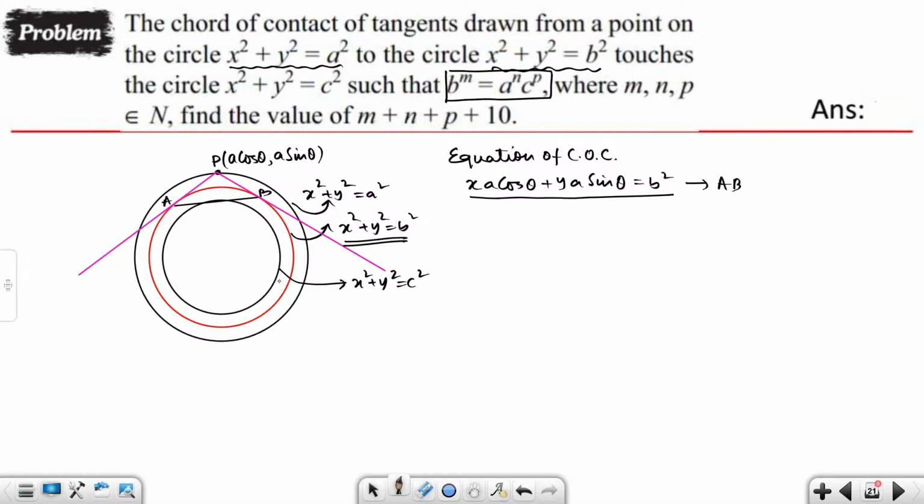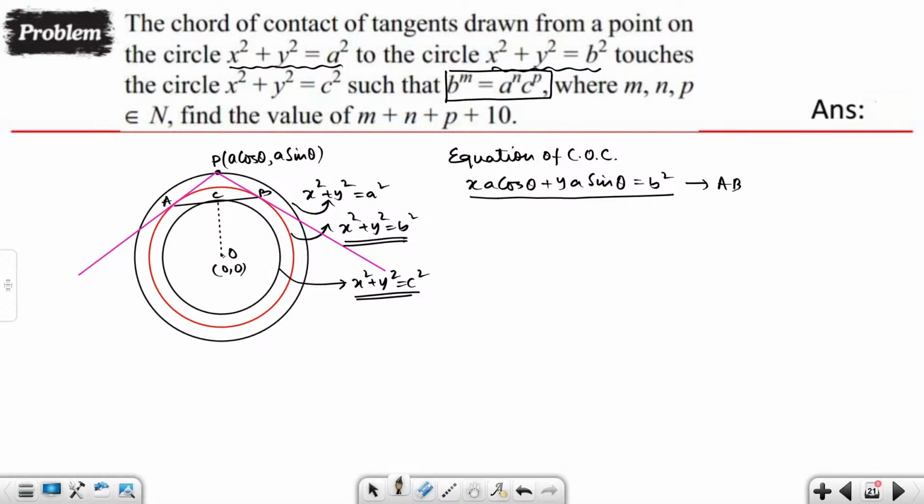Now, it is a tangent to the innermost circle, which is x square plus y square equals c square. So, what is its center? Its center is at 0, 0. So, now if I join the point of contact with the center of this circle, this is going to be the radius of the circle, which is nothing but c. If I join the center of the innermost circle with the point of contact of the tangent AB, then this length, let me give a name, this is O, this is C. So your OC will be the radius of the innermost circle, which is c.